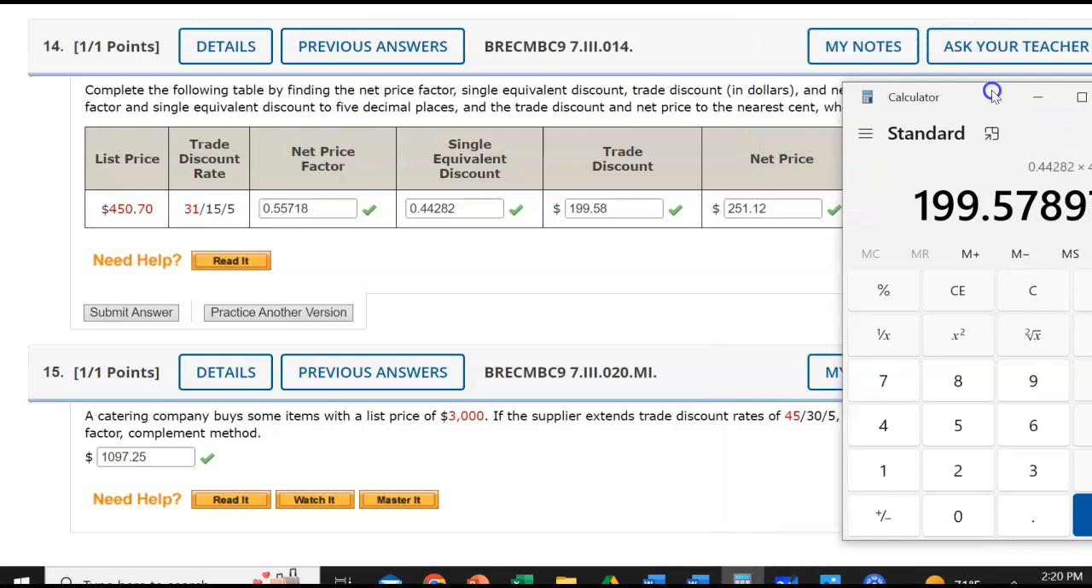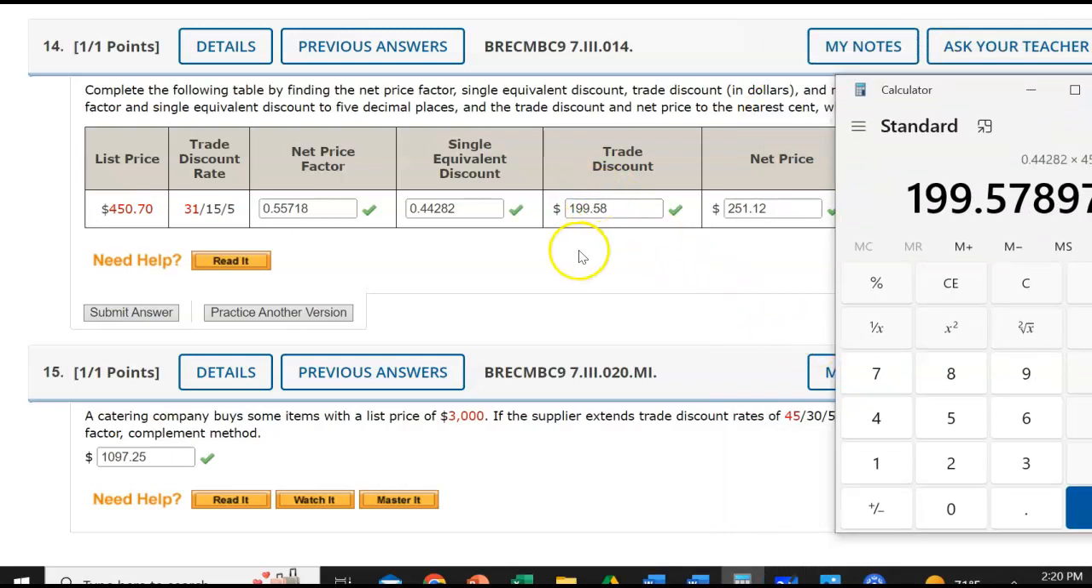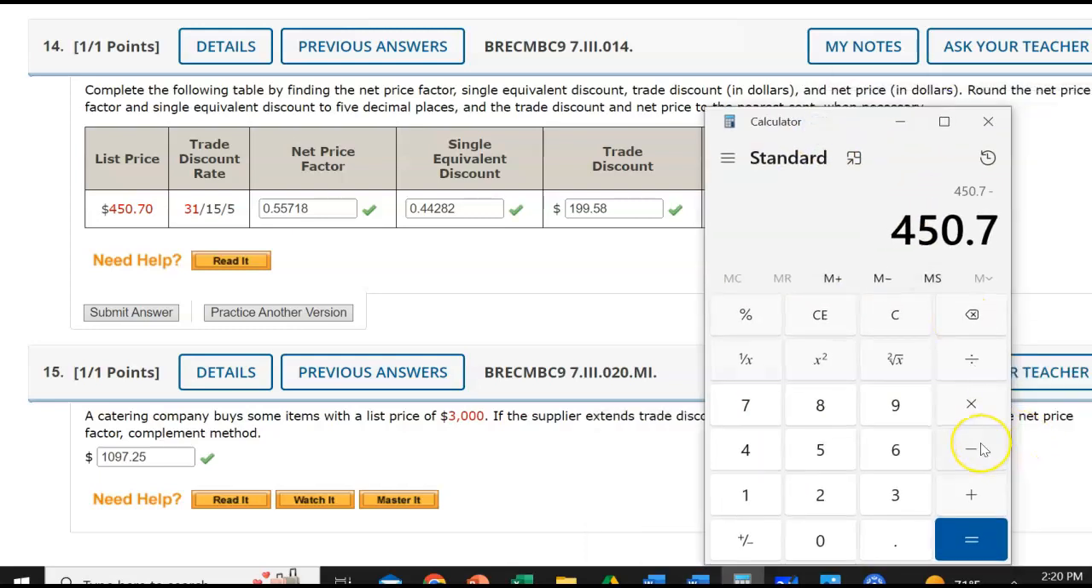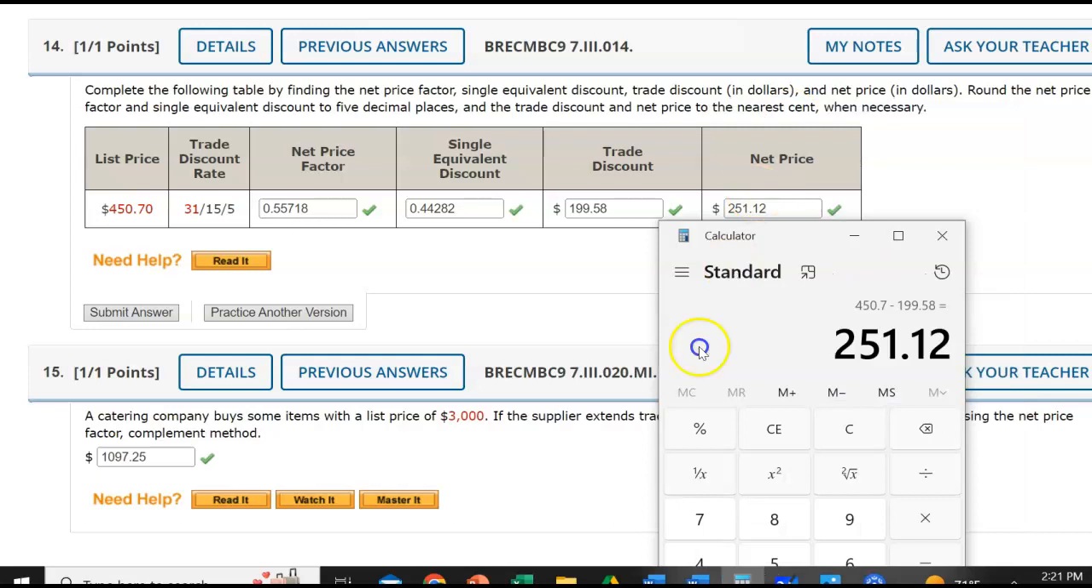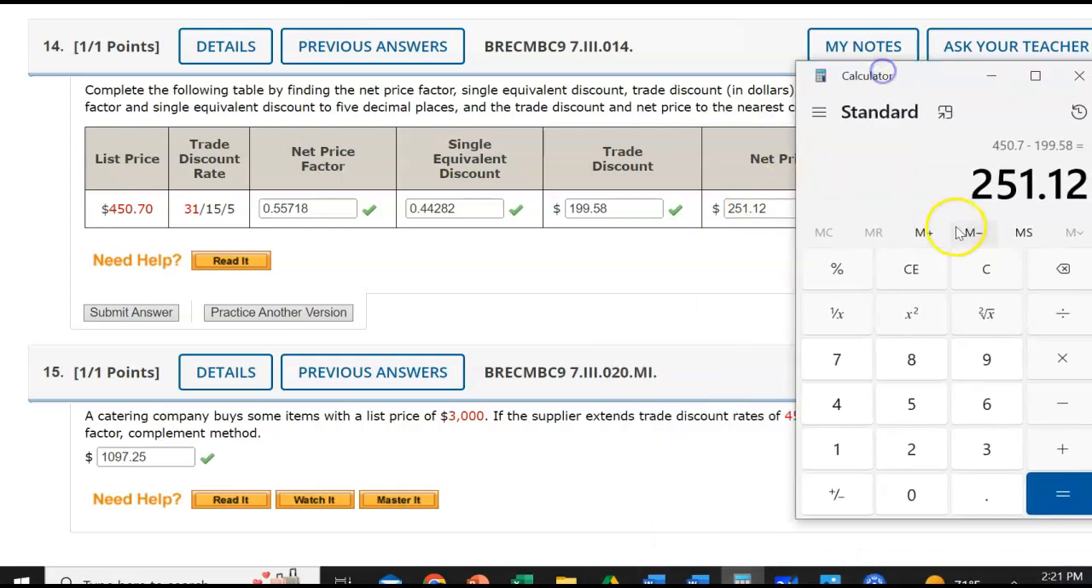Now, to get your net price, you're going to take your discount that you just calculated. Take your list price of $450.70 and subtract your discount of $199.58, and that's going to give you your net price of $251.12.